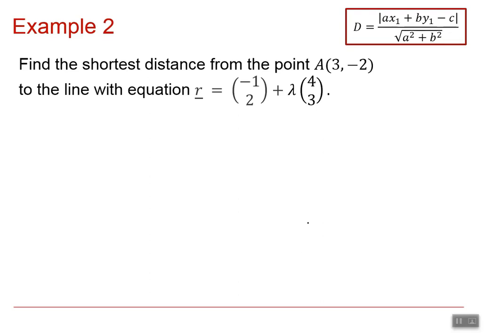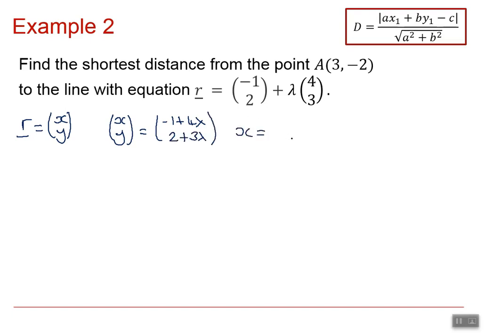Okay, second example. We want to find the shortest distance from this point to the line with this equation. Firstly, what we're going to need to do is write this in the Cartesian form rather than the vector form. We have done this in previous videos. So we can rewrite this general point r as (x, y), so we have (x, y) equals (-1 plus 4 lambda, 2 plus 3 lambda).